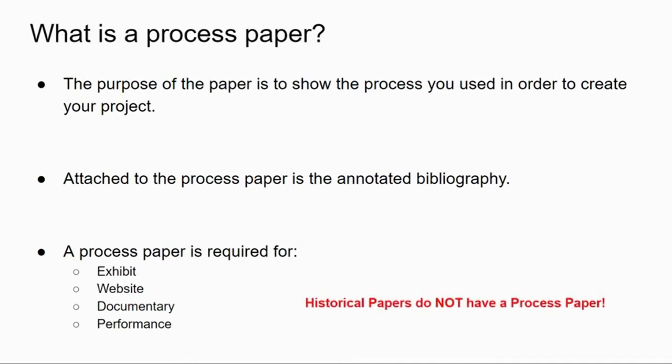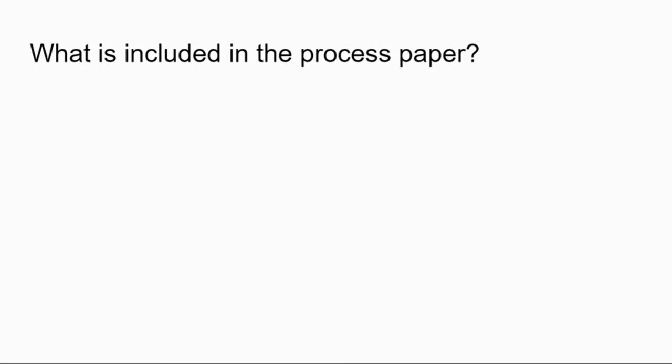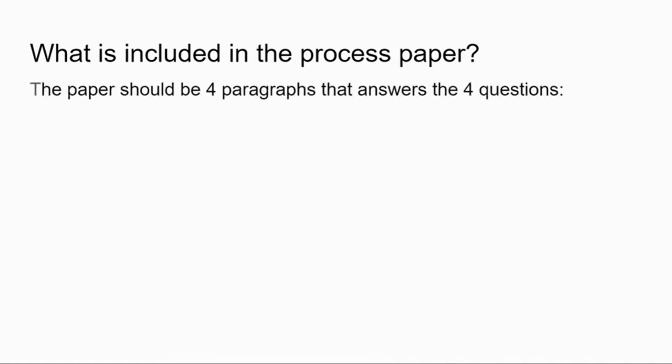So there are 4 questions that you have to ask or answer, and each question then is 1 paragraph. This is 4 paragraphs. Each paragraph answers one of the 4 questions in this order. Question number 1 is, how did you choose your topic? So, how did you choose it? Was it because of some kind of family connection? Was it because you had interest? You had learned about it previously? What was it that made you choose what you did for your project?